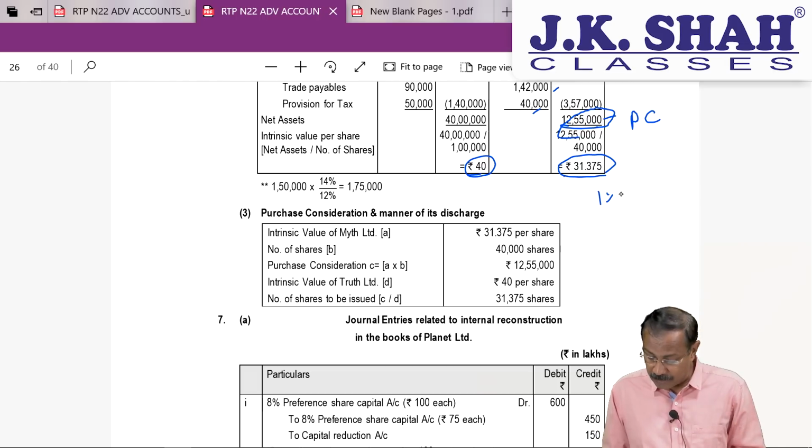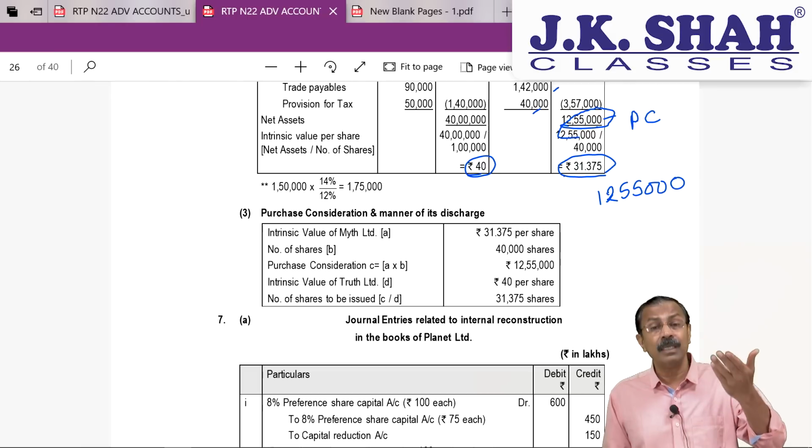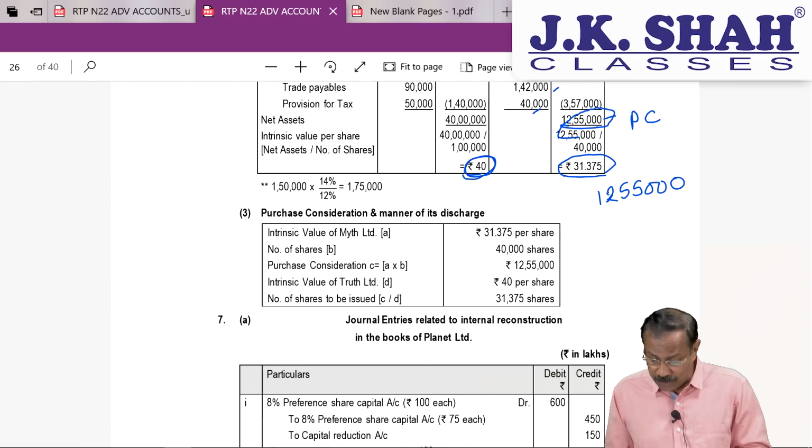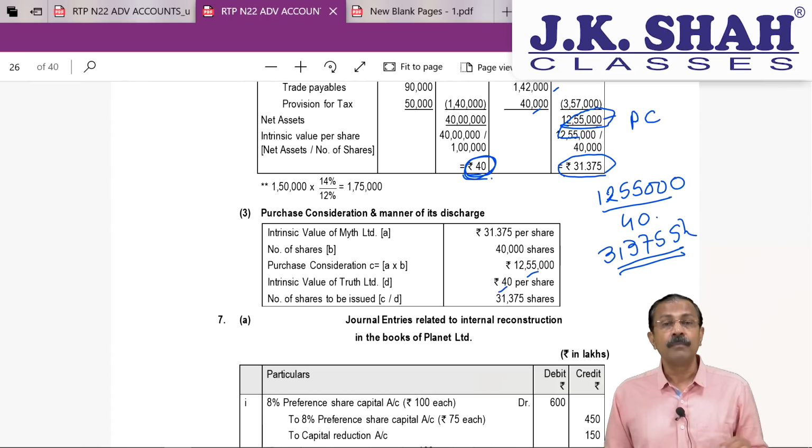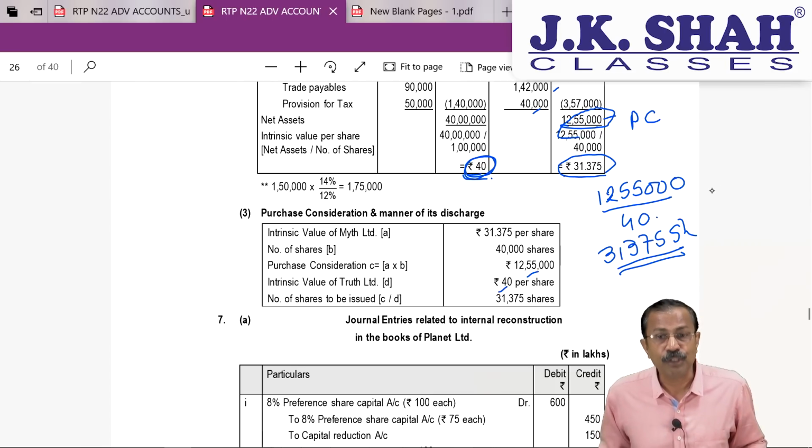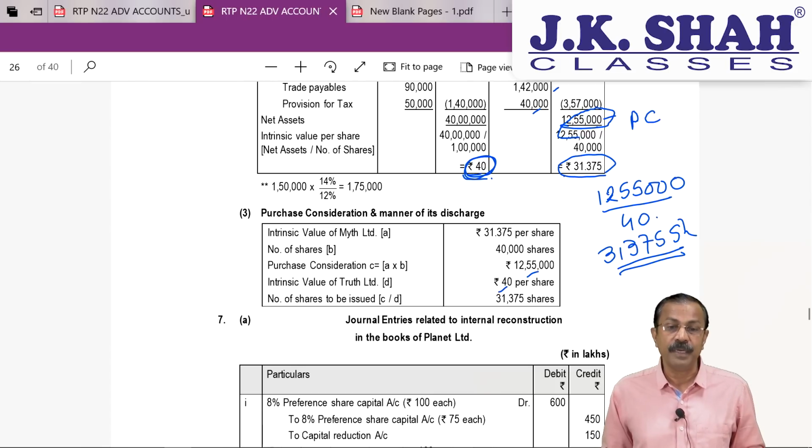So 12,55,000 is the amount to be paid. And how will the purchasing company pay the amount? By issuing shares. Shares of purchasing company. What is the intrinsic value of one share? Divided by 40 rupees. And you will get the number of shares. See, 1255 divided by 40, 31375 shares. Purchasing company will issue 31,375 equity shares of rupees 10 each at rupees 40 to discharge the PC, remember.